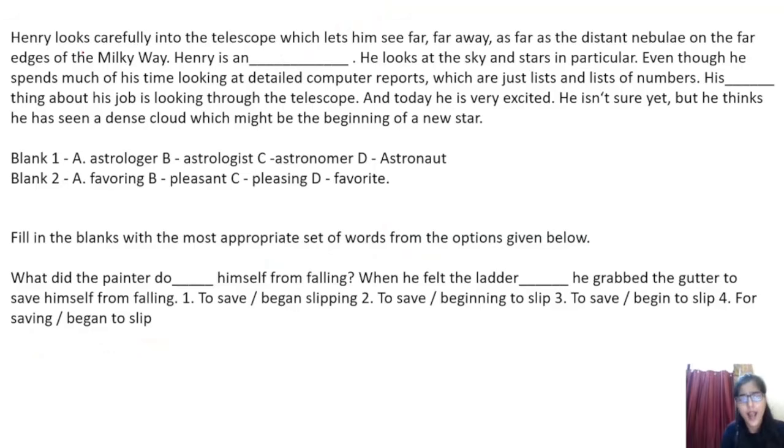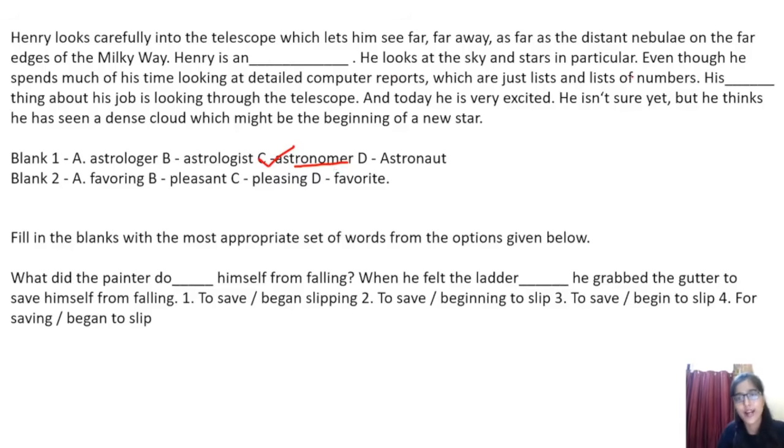Next question is, Henry looks carefully into the telescope which lets him see far as the distant nebulae on the far edges of the Milky Way. Henry is so you can say he's observing the edges of the Milky Way. So some sort of hint is there. Astrologer, astrologist, astronomer. Right. So what will be the correct answer? Astronomer. They do this sort of work, right? So Henry is an astronomer.